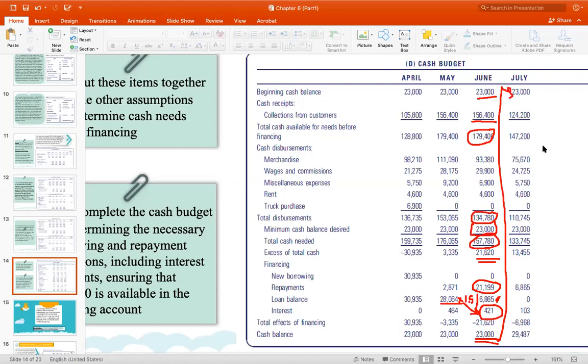Now, for the final month, July, we have a total cash available of $147,200. And we have a cash need equal to $133,745, which means that we have an excess of total cash of $13,455. Same thing, we'll begin by paying the interest. So the interest here is related to the previous loan balance, and we still have enough money to repay the remaining of the debt.